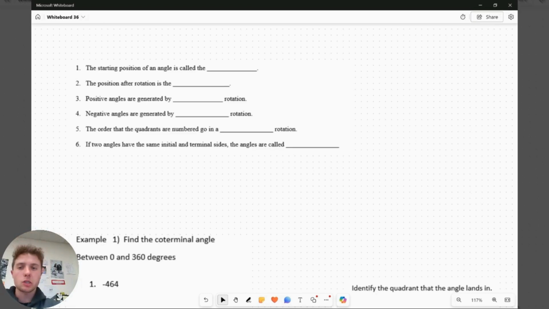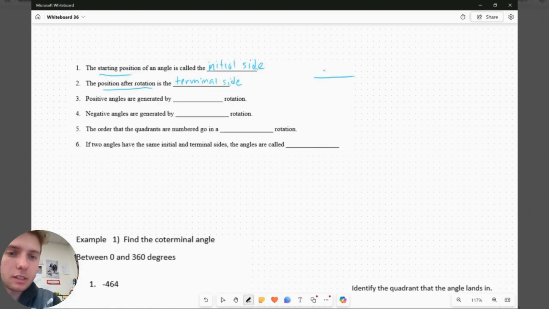Let's go ahead and get started with some definitions. The first part says the starting position of an angle is always called the initial side. The position after rotation, so wherever your angle ends, is called the terminal side. For example, if I have some angle here, maybe I start on this bottom part and I rotate up. This would be the initial side. This other one would be the terminal side.